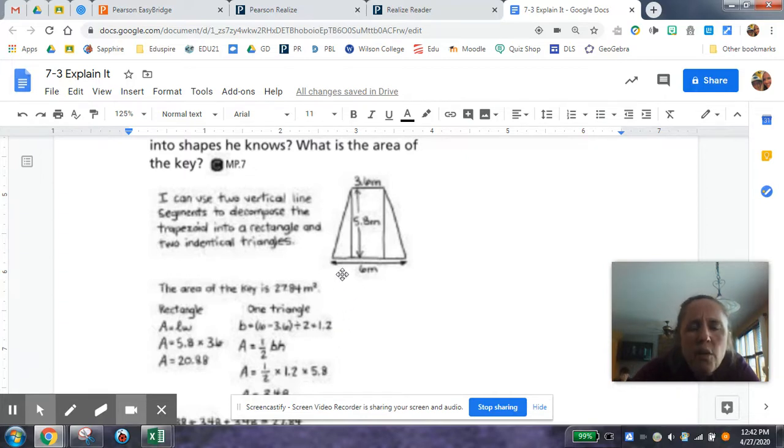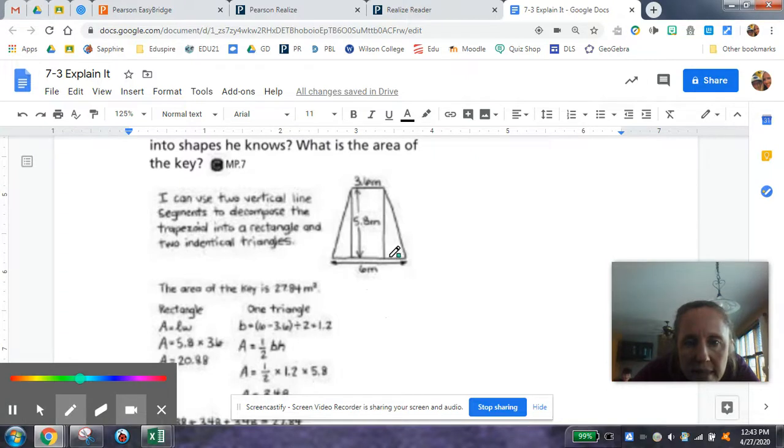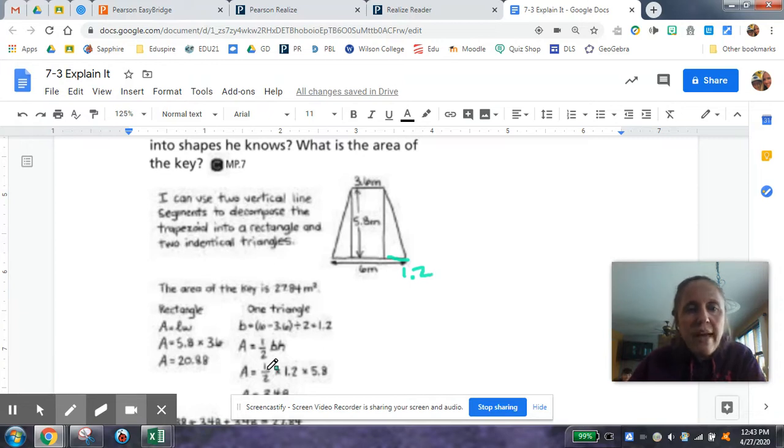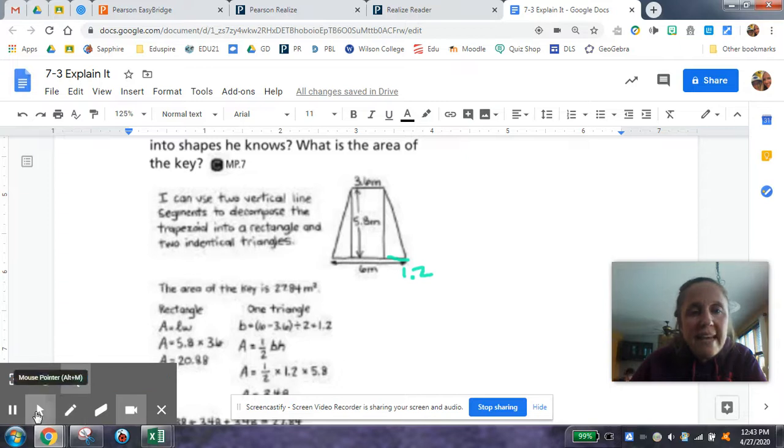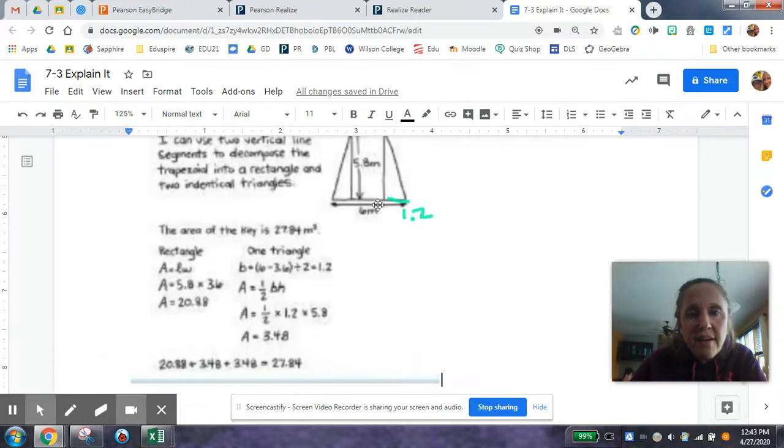One of the triangles is 1/2 base times height. So the base, we have to take the 6, take away the 3.6 because that's part of the rectangle, and then divide it by 2 because there's two triangles here. That gives us 1.2. So what that means is this little space right here is 1.2. So now we have 1/2 times 1.2 times 5.8 to find the area of the triangle, and that's 3.48.